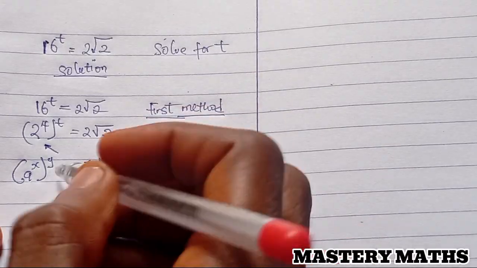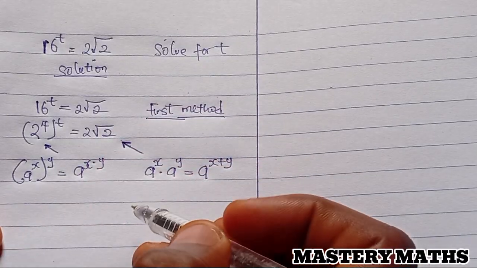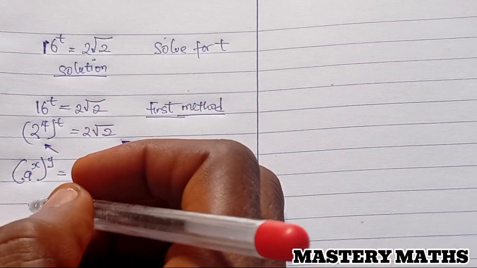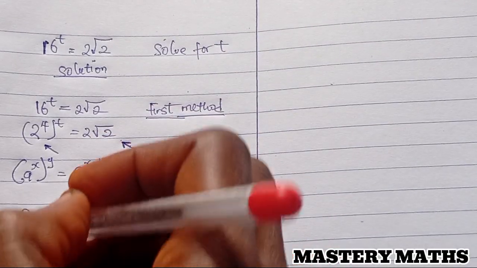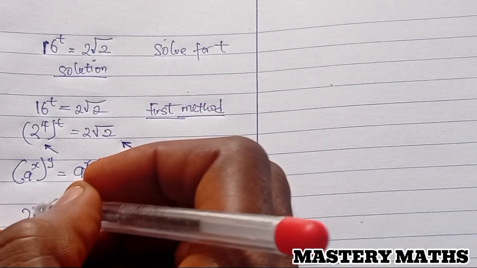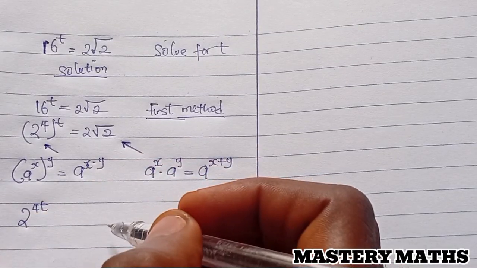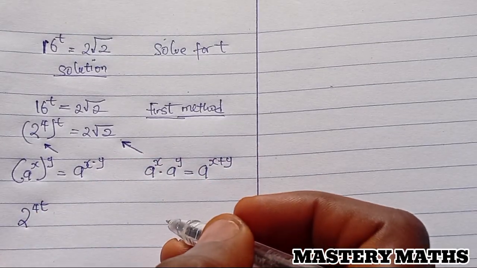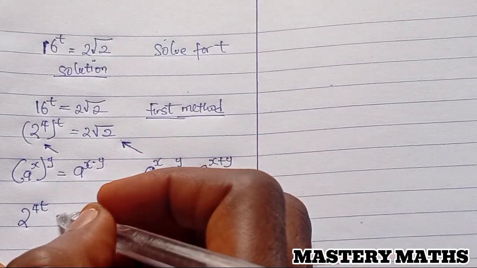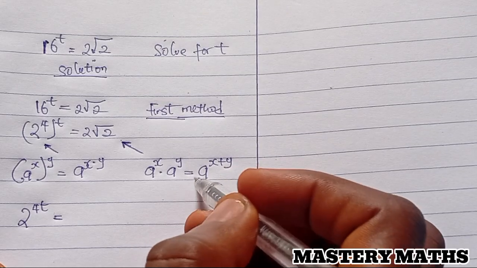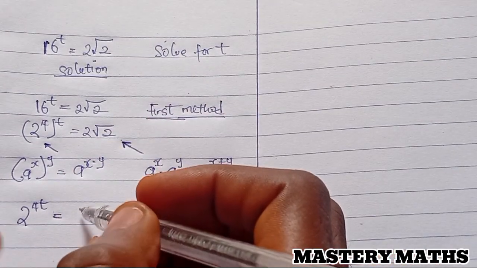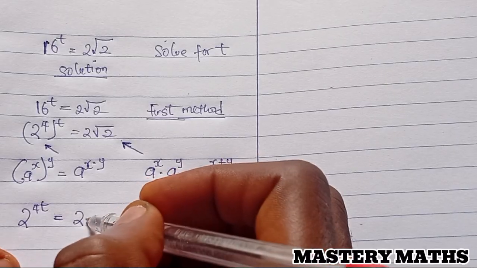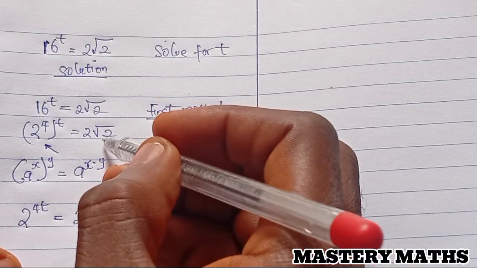Now, let's make use of what we just did using the law. You have 2 raised to the power of 4, and t will give us 2 raised to the power of 4t. Set it down, 2 raised to the power of 4t. Now, you have your equal to the same thing that happened here, this law. Let's make use of it here right now. To do that, you have your 2 times this root 2 here.